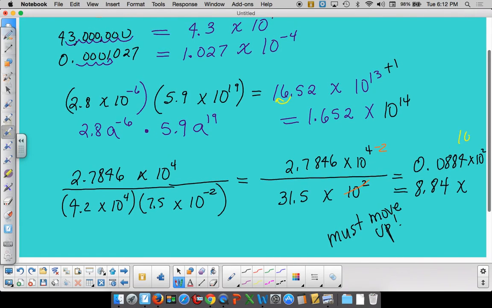I have 10 to the second here, and I'm going to have to subtract 2 from it, which is actually going to leave me with a very unique answer of 10 to the 0. If you were asked to write it in scientific notation as a final answer, you'd have to leave it as 10 to the 0. But we also know that that's 1, so in standard form, the number would simply be 8.84. But if you're asked to work your problem in scientific notation, that would be your solution.